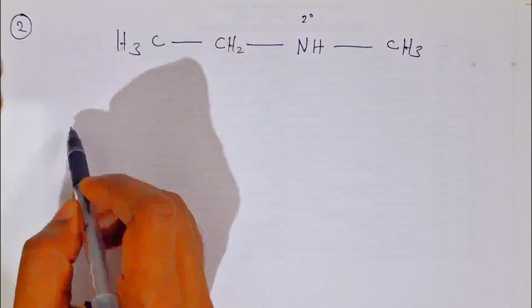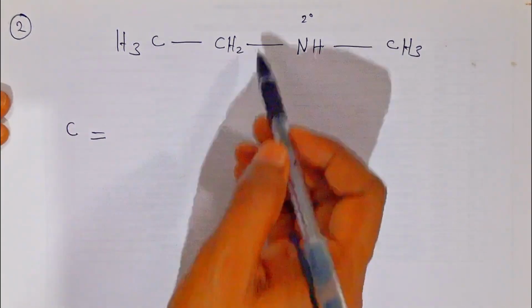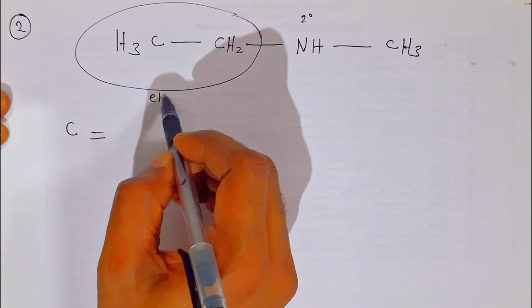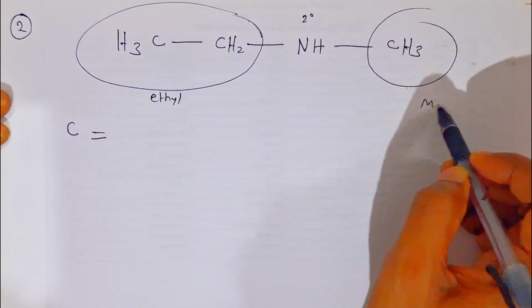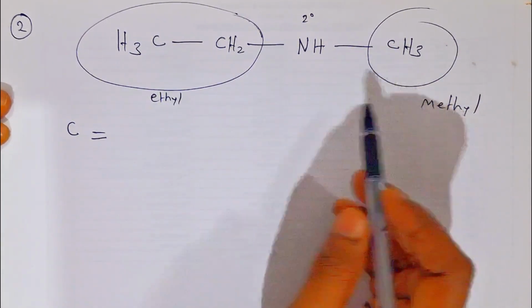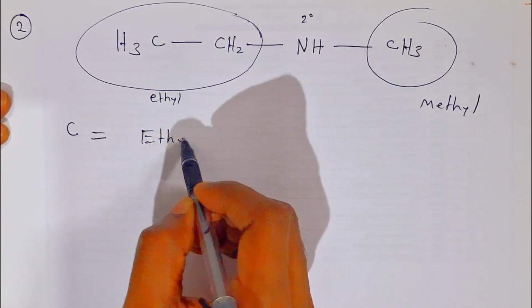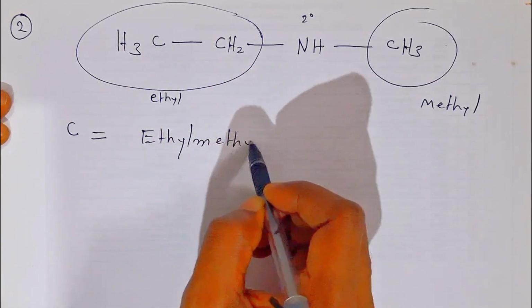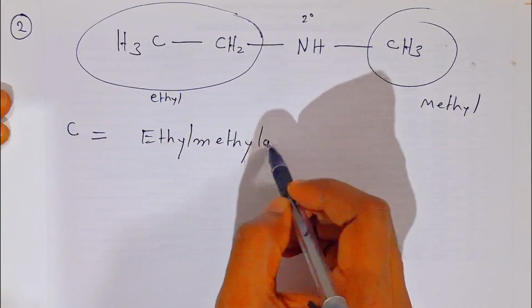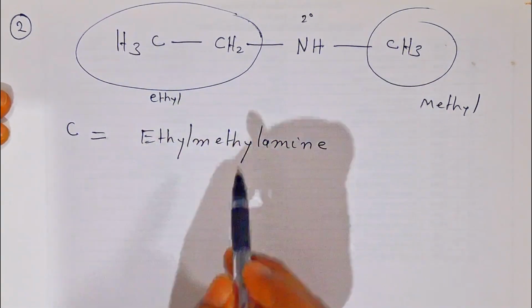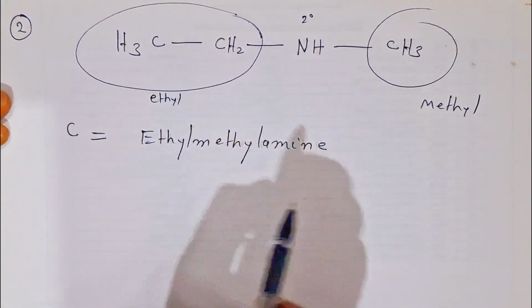Okay students, so what will be the common name first? You have to see this is ethyl, and here it is methyl. In the common name, E is coming first, so we will write ethyl methyl amine. Okay students, ethyl methyl amine will be a secondary amine.